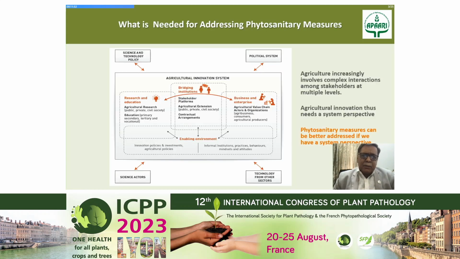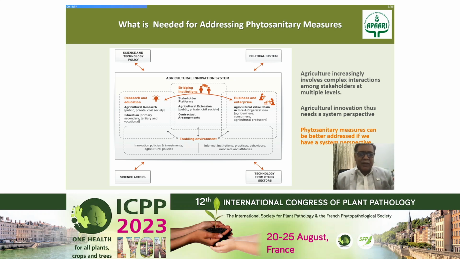Now, what is needed at a very basic level for addressing phytosanitary measures? We have realized that agriculture is increasingly involving complex interactions among stakeholders at multiple levels. Agriculture innovation needs a system perspective. When it needs a system perspective, phytosanitary measures can only be better addressed if we have a system perspective. And what is that system perspective?